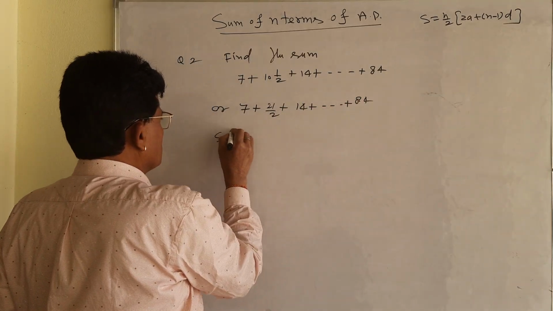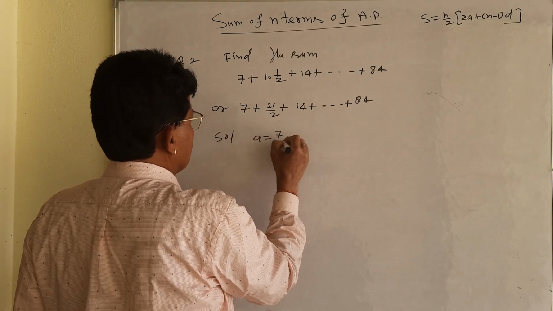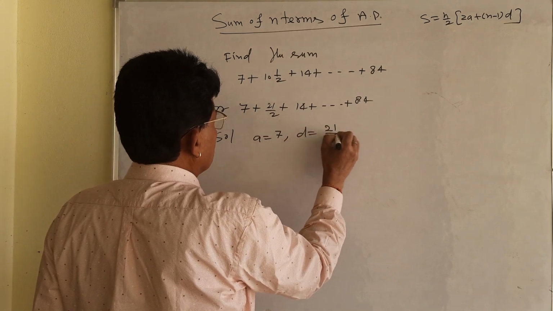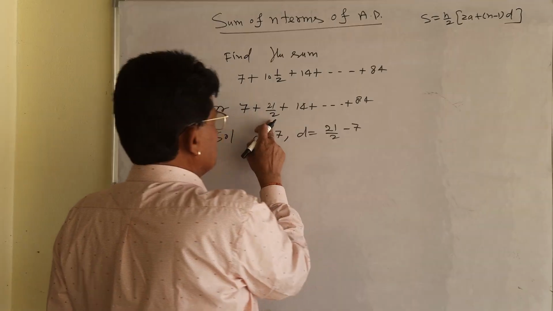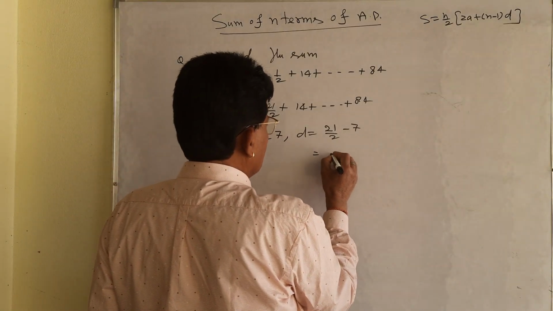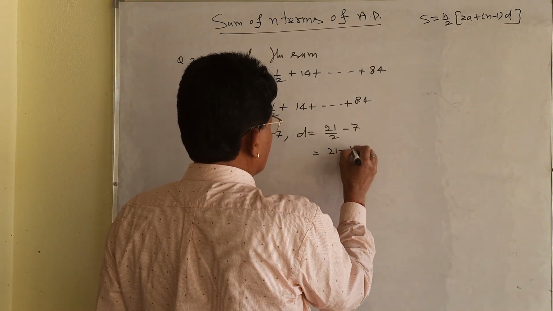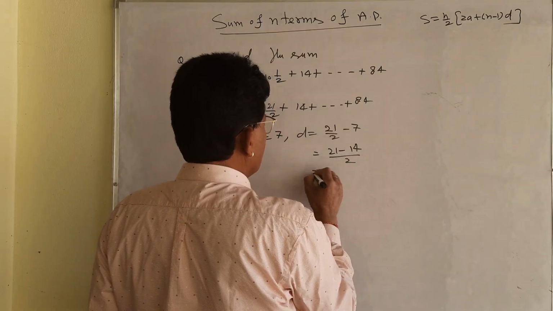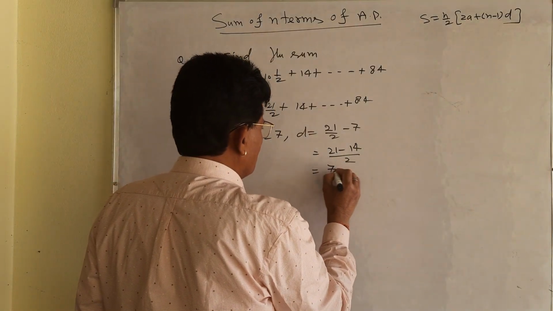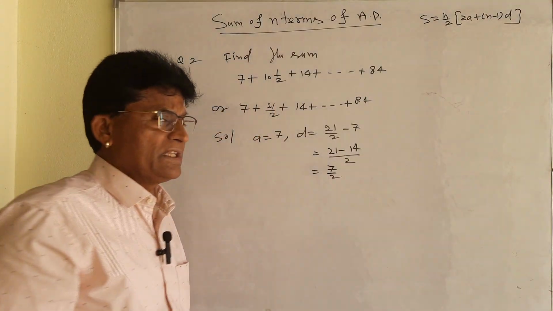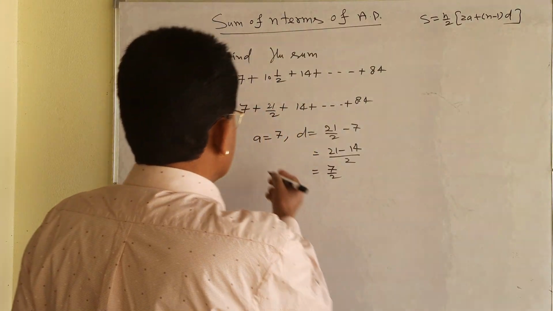Now you will write the solution. a is equal to 7 and d is equal to 21 by 2 minus 7, second term minus first term. It will be 21 minus 14 by 2. How much will it be? 21 minus 14 is 7, so 7 by 2. This is d.